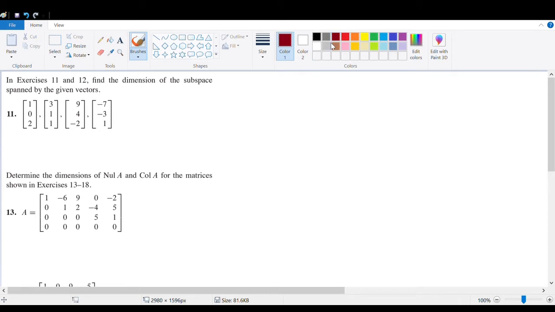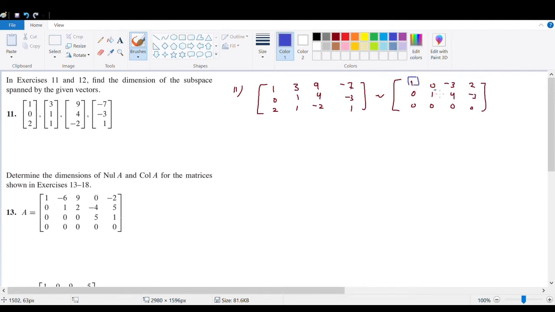In 11, find the dimension of the subspace spanned by the given vectors. So we need to find first the basis. So in 11, our matrix will be 1, 0, 2, 3, 1, 1, 9, 4, minus 2, minus 7, minus 3, 1. We need to put this one in echelon form. So after reducing this matrix, we get 1, 0, 0, then 0, 1, 0, then minus 3, 4, 0, 2, minus 3, 0. So now this set has two pivots, which is in the first column and the second column.